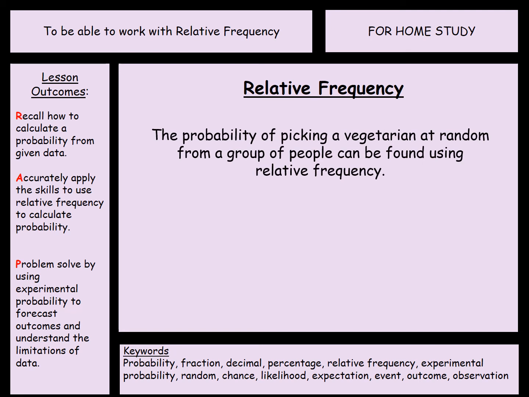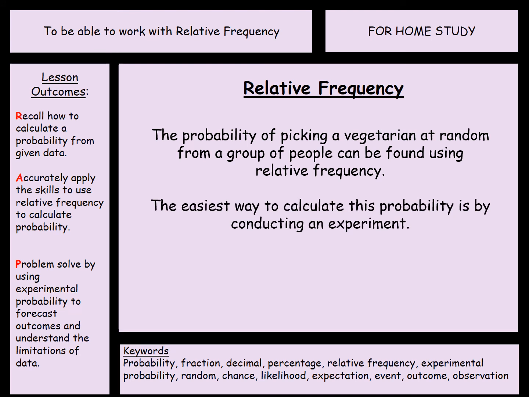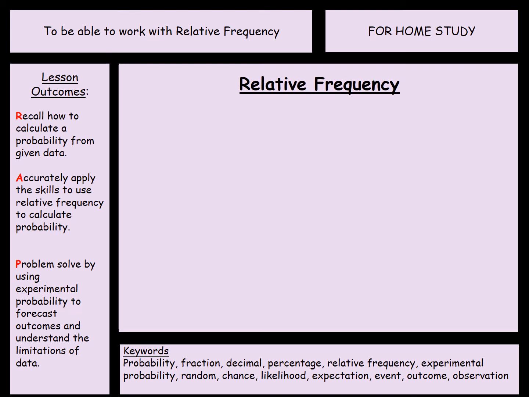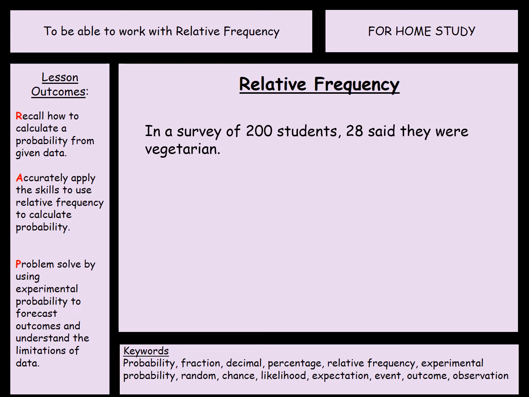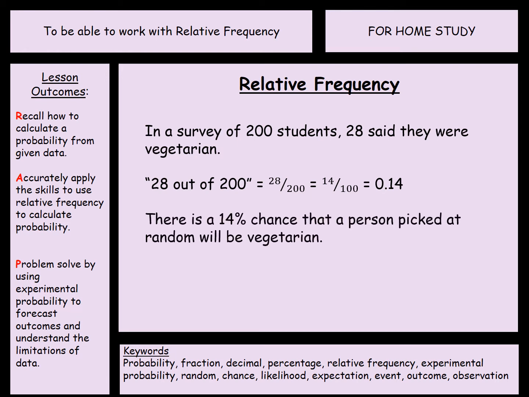Again, if you want to write down an actual example, in this case we've got the probability of picking a vegetarian at random from a group of people, which can be found by using relative frequency. The easiest way to calculate this is by doing an actual experiment. In a survey of 200 students, 28 said they were vegetarian. So we're going to use this 28 out of 200, which is 14 over 100 or 0.14. That is what we're going to use as our probability that somebody chosen at random is going to be a vegetarian. 14% chance.